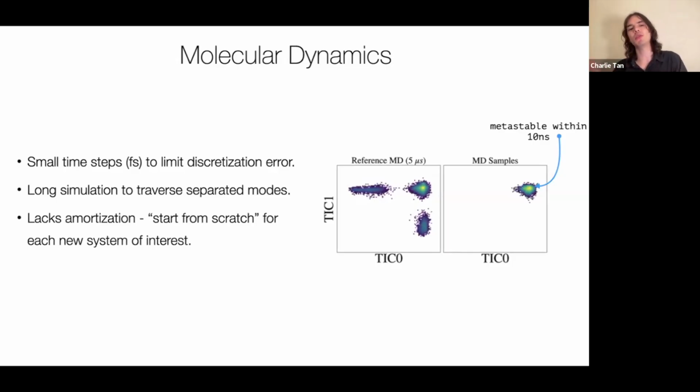And so those two are maybe fundamental limitations of molecular dynamics, but another limitation is that molecular dynamics lacks amortization. And so you have to start from scratch for every new system of interest that you come across. And so if we're interested in peptides and I've run a 5 microsecond, go.